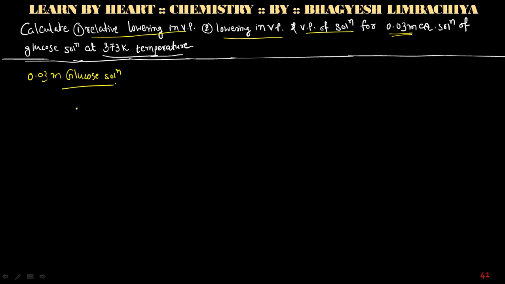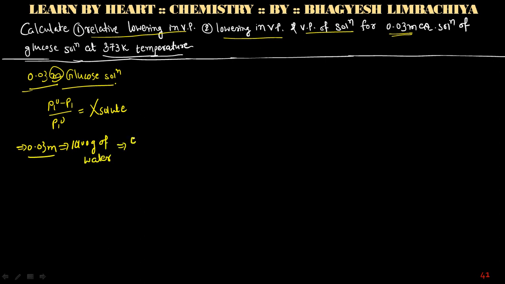Okay, it means here molality is given and you are asked mole fraction. आपको शायद याद होगा फॉर्मूला में यहाँ पे x of solute है, तो फिर मोलालिटी से मोल फ्रैक्शन हम कैसे कैलकुलेट करें? 0.03 molal का मतलब है 1000 ग्राम of water contains 0.03 moles of glucose dissolved. So this is our N2.